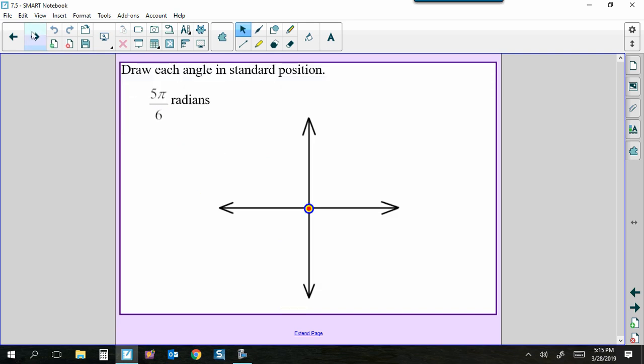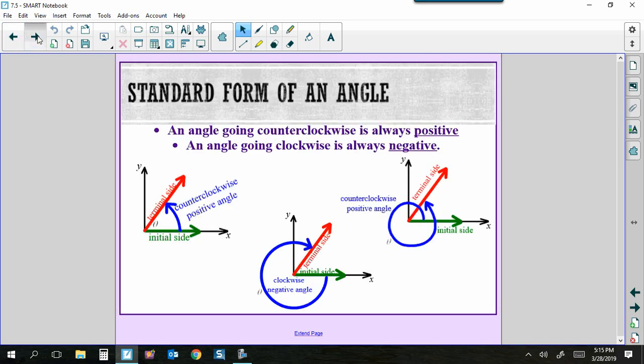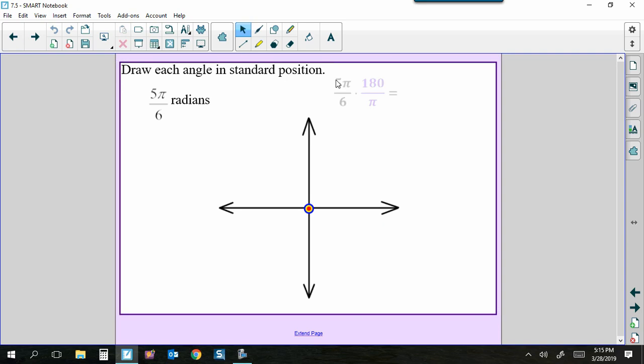So we're going to go ahead and do this. Because we're not as familiar with radians, as you move on into Algebra 2 and you start working with your unit circle, this is going to get a little bit more familiar seeing angles measured this way. But for now, we're going to convert this into degrees. So we're going to take the 5 pi over 6 and multiply it by our conversion factor, which is... it's going to be 180 over pi.